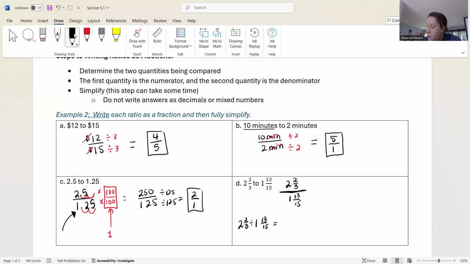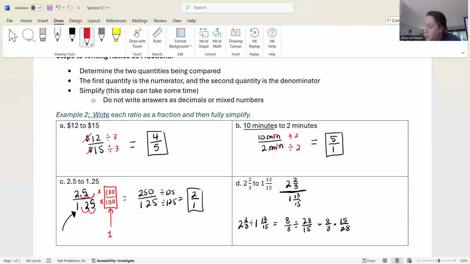So let's do that. For 2 and 2/3, I take 3 times the whole number 2. That gives me 6. I add the numerator, so 6 plus 2 is 8. And then I keep the 3. And then for 1 and 13/15, I multiply 15 times 1, which is 15. I add 13, which is what, 28? And then I keep the original denominator of 15. Okay? And then to divide fractions, the first fraction stays the same, and I multiply by the reciprocal of the second fraction. And then we can do some canceling and then multiply across.